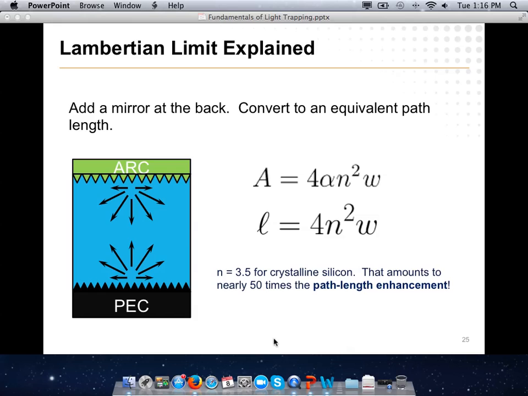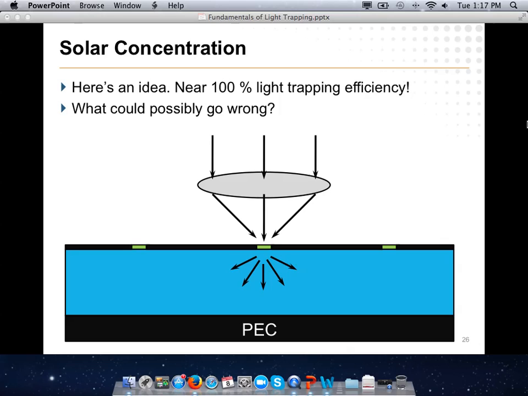So you'd say it's as if it were 50 times thicker than it really is. That's what this all finally boils down to at the end of the day. So that's why people love this Lambertian limit and why everybody tries to do as best they can to approach it. So there you go. Now you're all experts in light trapping and Lambertian scattering.